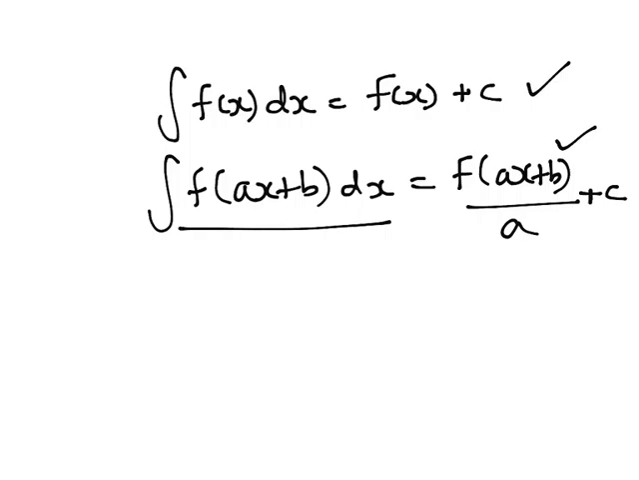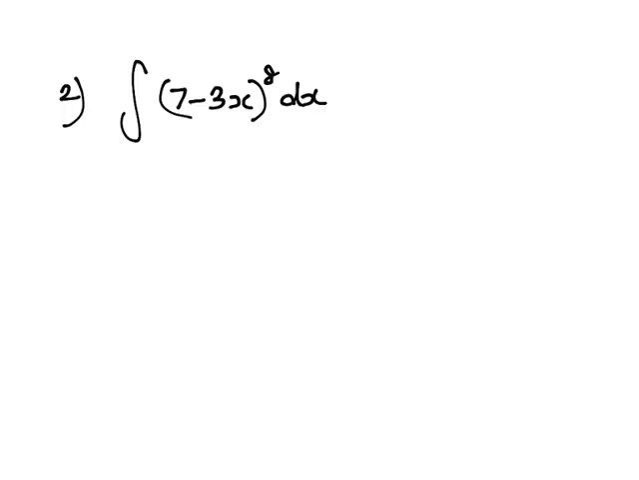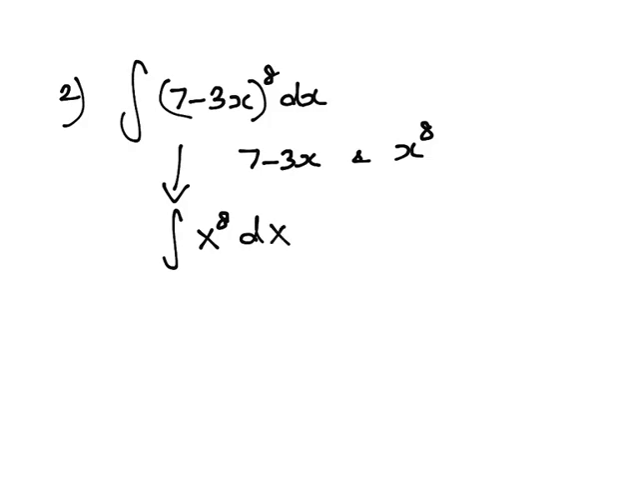So let us look at another problem. Okay, let us consider this problem. Integral of 7 minus 3x raised to 8 dx. Now here again we have a combination of a linear function, which is 7 minus 3x, and a polynomial function, which is x power 8. Okay, so I am going to consider this as, let's say, I have x power 8 dx. So how do you integrate it? The answer is x power 9 by 9 plus c, isn't it?